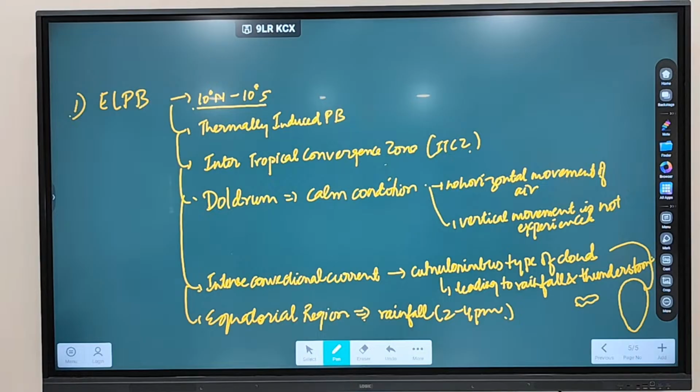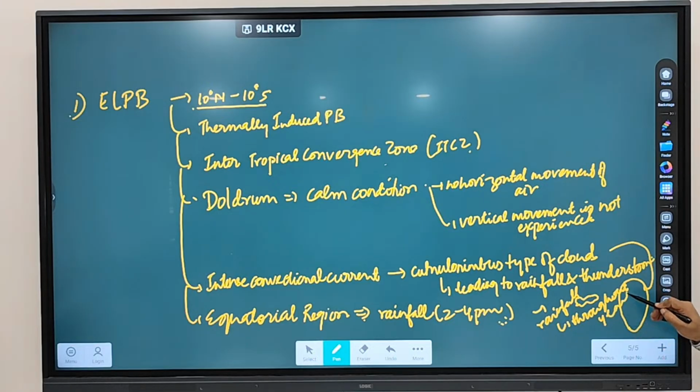So why will you see intense rainfall? Because during the daytime, till 2 o'clock, what will happen? Earth will get heated. When earth gets heated, convectional currents will rise up, air will rise up. When air rises, cooling and condensation will happen. Condensation means rainfall will happen. Clear? So that's why you see rainfall in the equatorial region, and that rainfall is throughout the year.